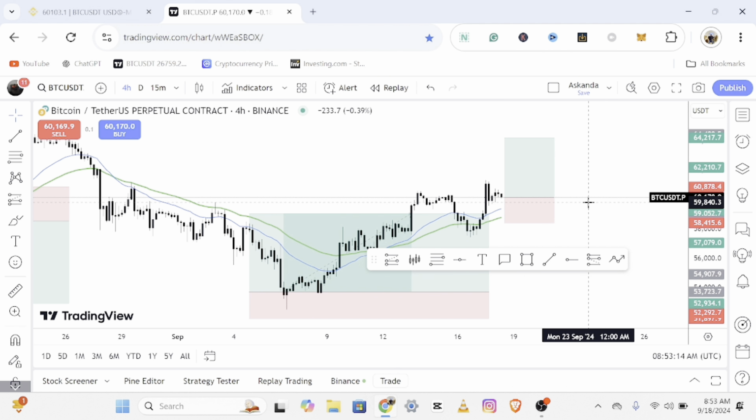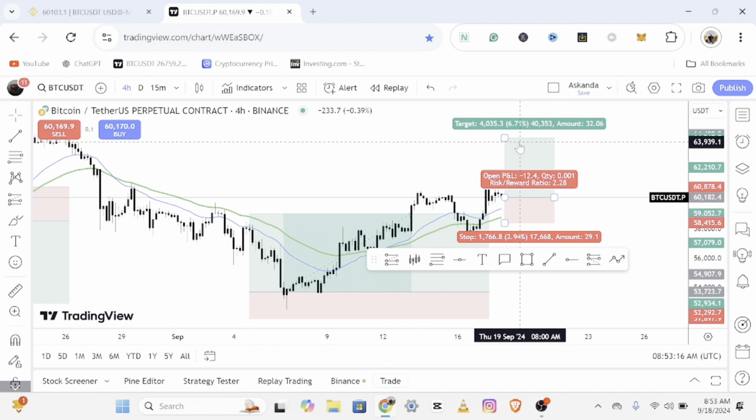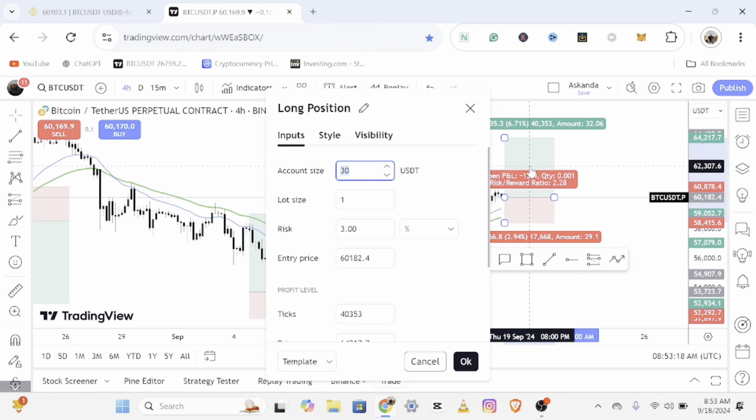So now we have a capital of 1,400, right? I'll click on it here. Then I'll enter my capital in the amount, but account size. I enter $1,400.